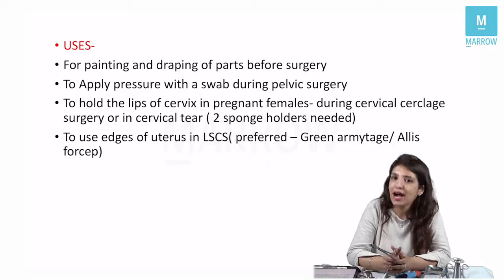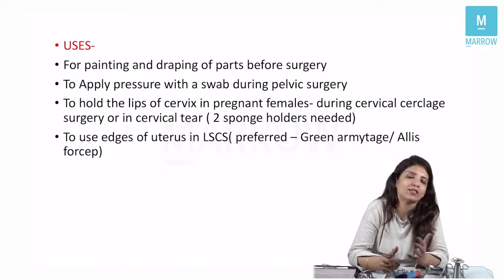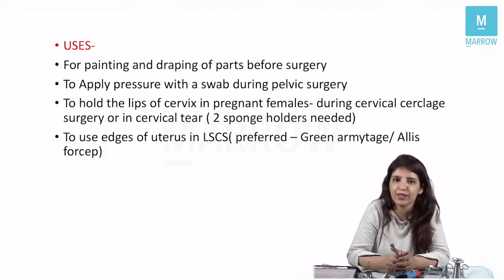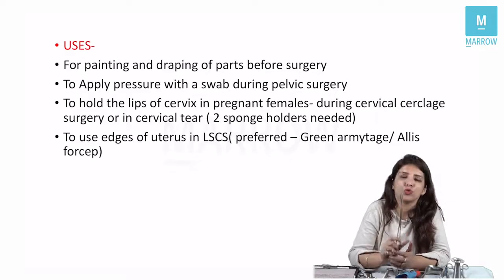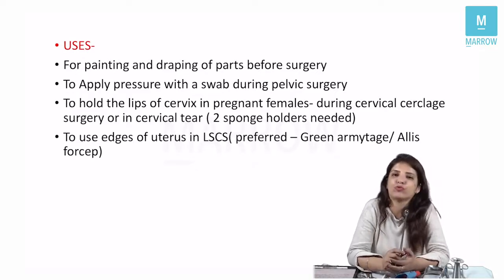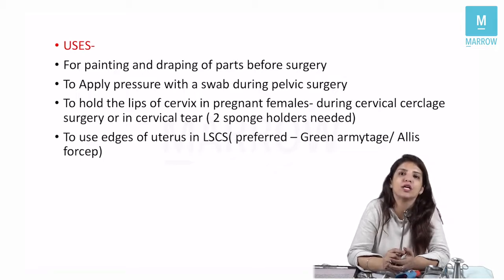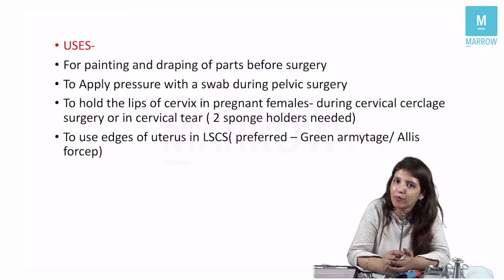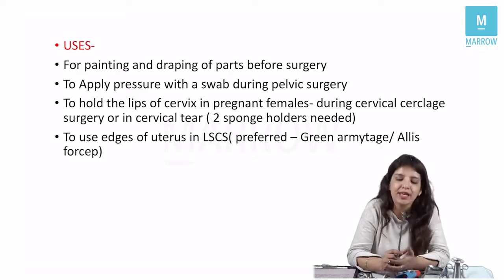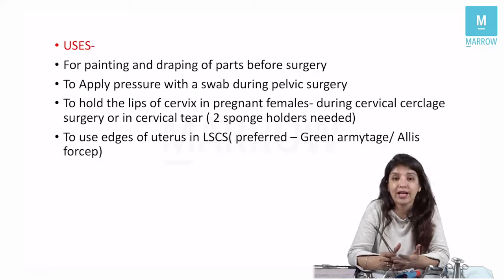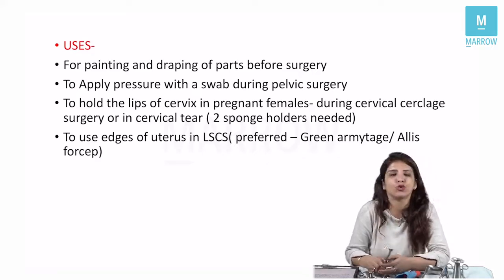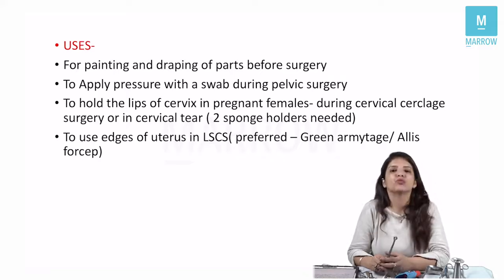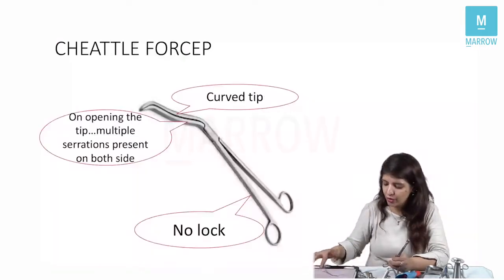Now, the last use of sponge holding forceps could be during LSCS. When you have given a uterine incision and once the baby is delivered, now you want to stitch the uterine incision. So you can hold the edges of the incision with sponge holding forceps. This is not the ideal forceps for that use. The ideal forceps to hold the edges of the uterus is either a Green Armytage forceps or an Allis forceps. But yes, if you have neither of them, which is highly unlikely, then you can use a sponge holding forceps also, right? So these were the uses of the sponge holding forceps.